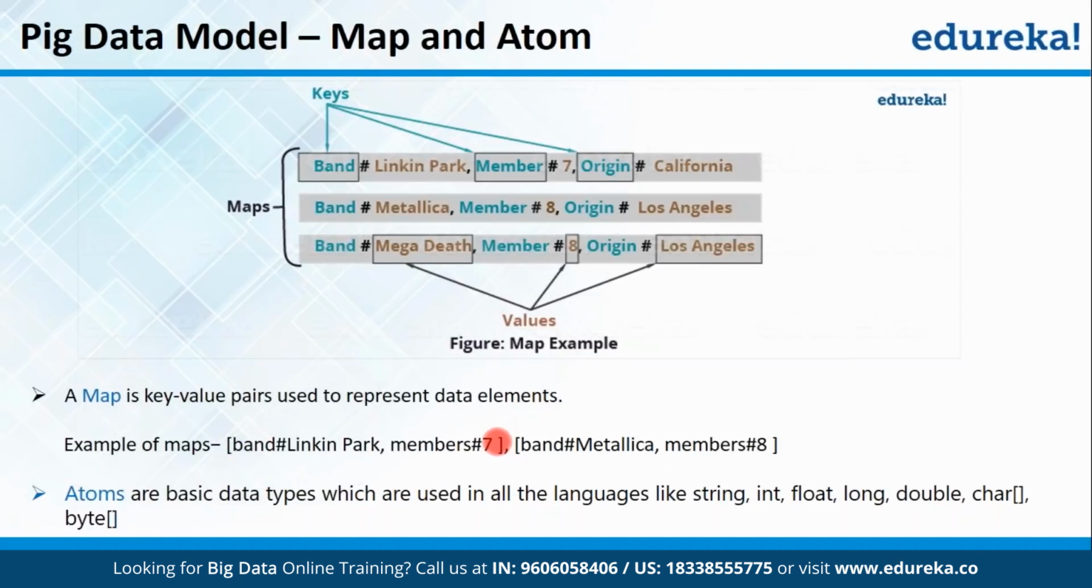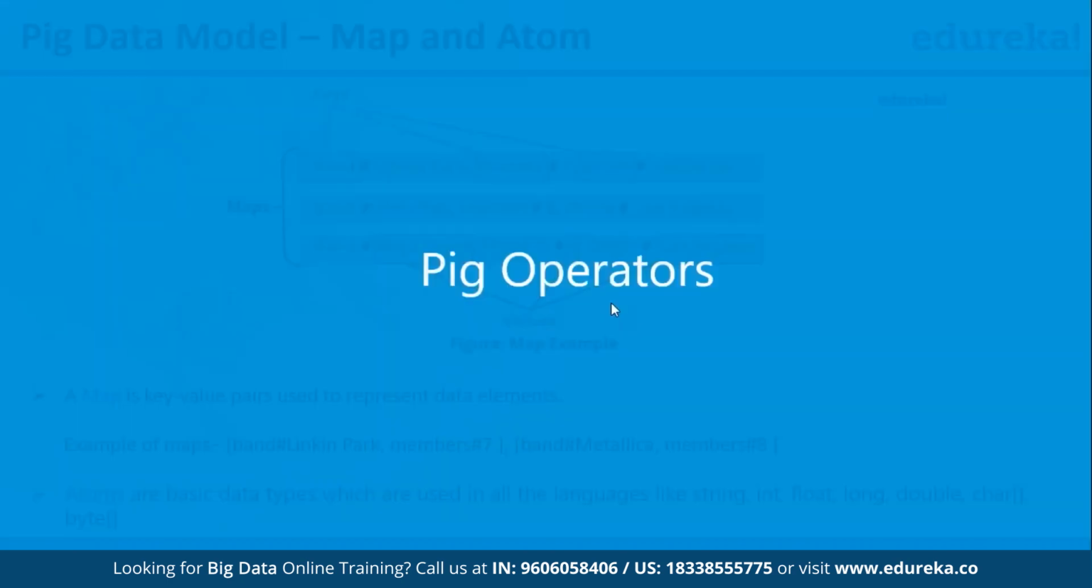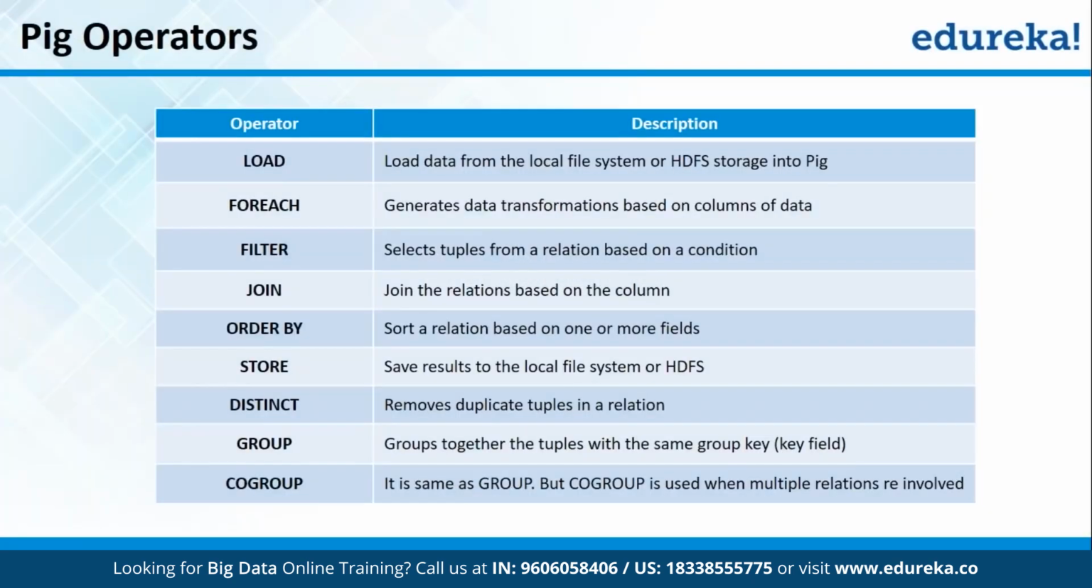Atom is nothing but the basic data types that are there in most of the languages like int, float, long, tuple, char. Okay, so these are called atoms in Pig. So there is nothing much to understand in atoms, and it's time we move on to the next slide and we look at some Pig operators. There are multiple types of Pig operators. However, we have listed the most commonly used Pig operators, which is nothing but the relational Pig operators.